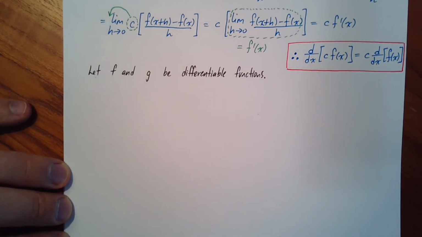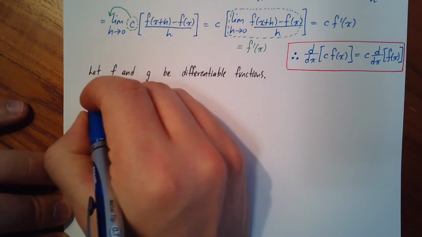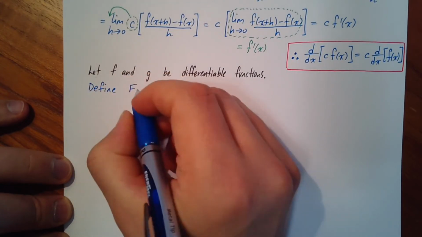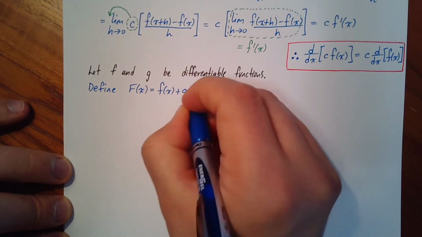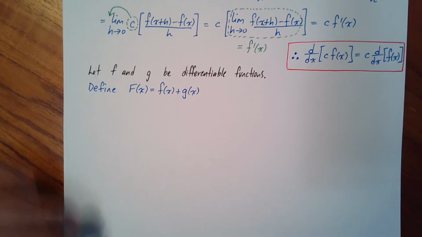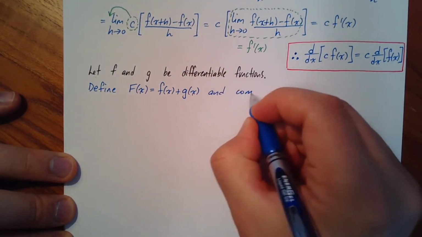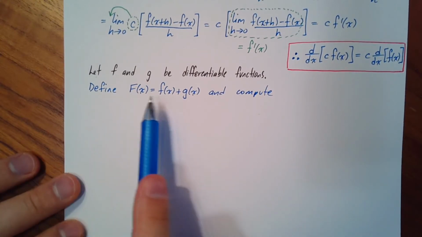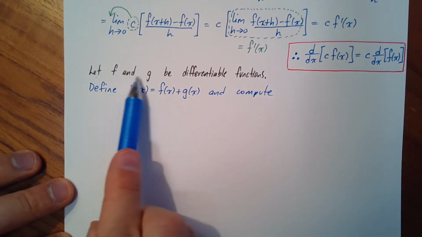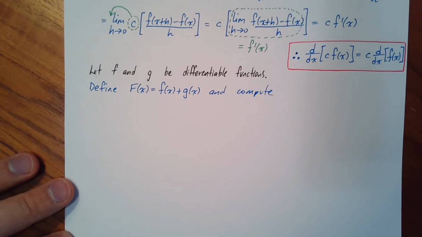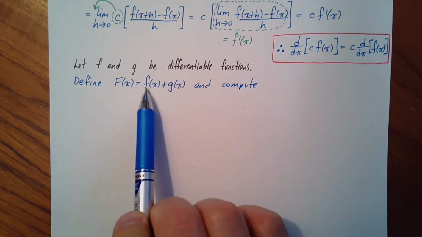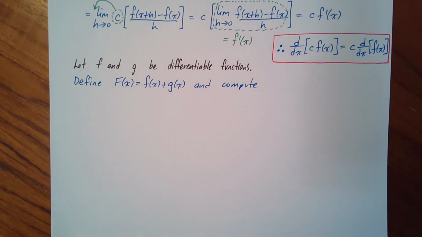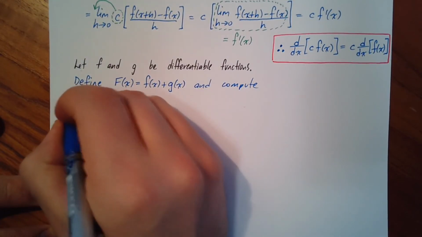Well, what are some things you can do if you have two functions? One of the simplest things you can do is add them together. So let's define capital F of x to be little f of x plus little g of x. And then we'll compute the derivative of capital F. In other words, we're going to see what is the derivative of the function you get if you add these two functions f and g together. The idea is we're going to see if there's any relationship between the derivative of capital F and the derivatives of little f and little g. So let's start by calculating the derivative of capital F.